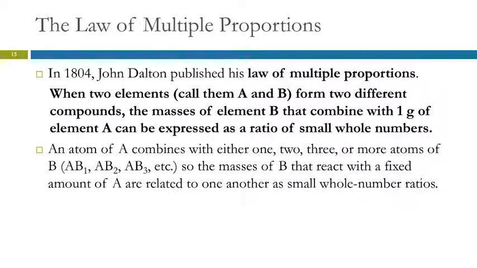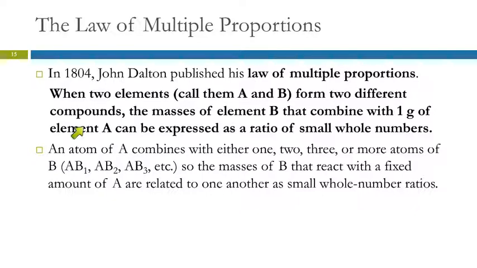The reason is that if you have 1 atom of A, it could combine with 1 atom of B. It might combine with 2 atoms of B or 3 atoms of B, but they have to be whole numbers because the atoms are the smallest particles. You can't have 1 atom of A and 1.5 atoms of B. You could have 2 atoms of A and 3 atoms of B, but they have to be small whole numbers. So the masses of B that react with A are related to each other as small whole number ratios.